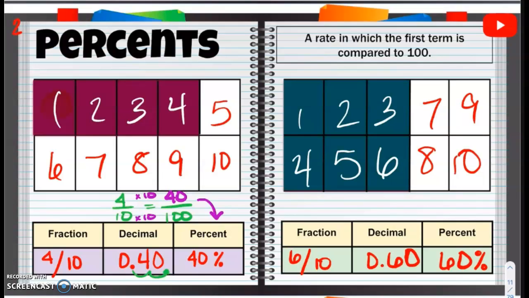So if you do 6 divided by 10 on a calculator, you will get 0.6, or 60%. And that's it for our sneak peek of percents.